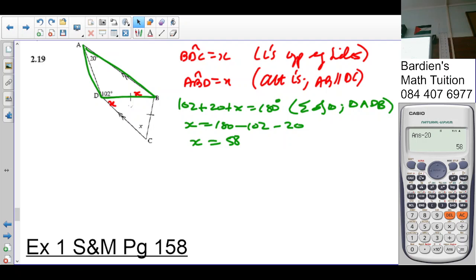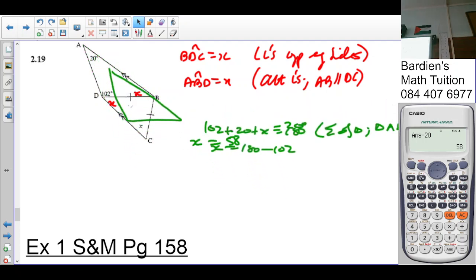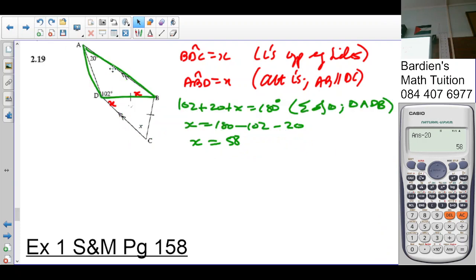Let's see. Again, it would have been easier. Why am I not seeing the co-interior angles every time? For some reason or other, I'm not picking up co-interior angles. In the previous question, I didn't pick it up either.